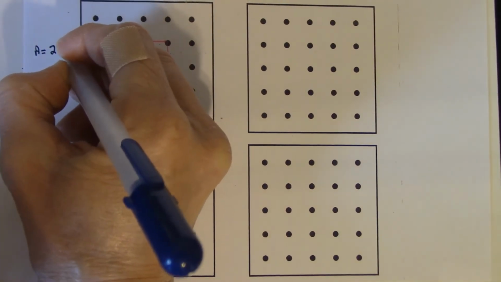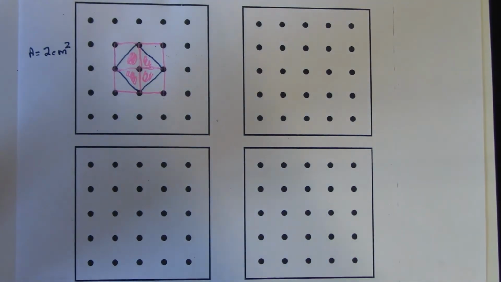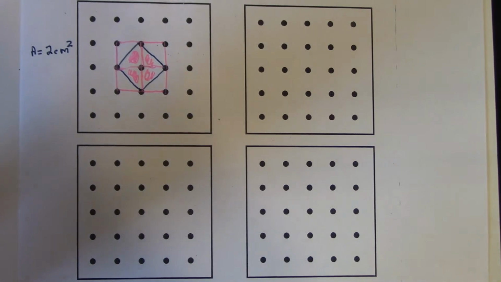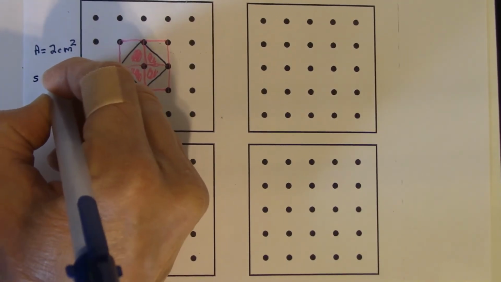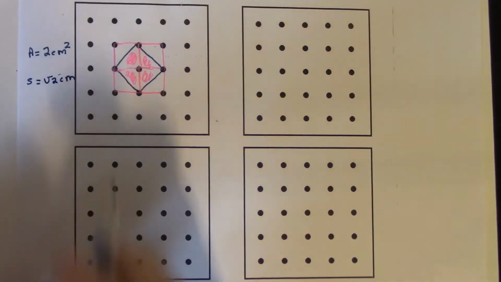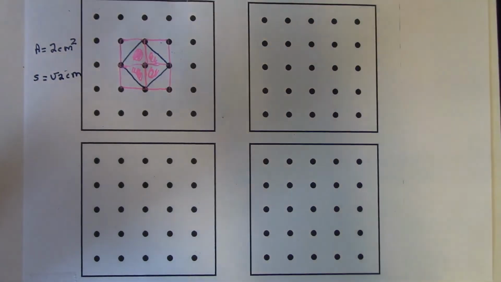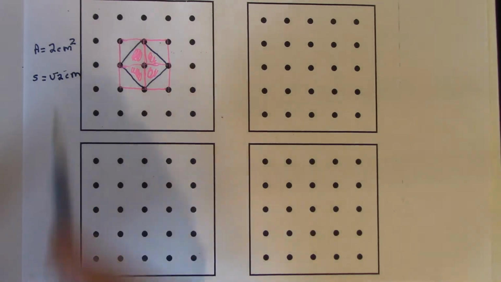It's 2 centimeters squared. So then my question is, what is the length of the side whose area is 2? So that we know is the square root of 2. So we said the square root sign is the answer to the question. That's the length of the side whose square is that number.